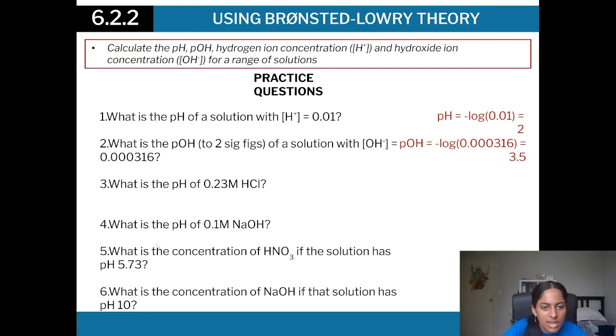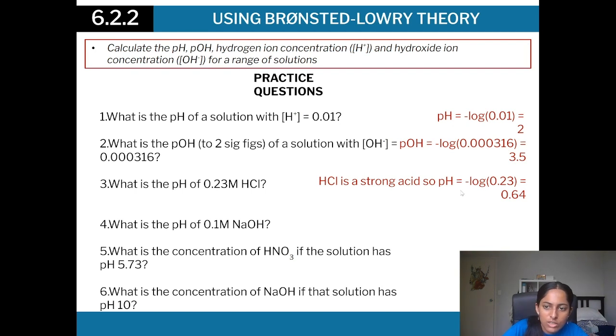And then someone is asking, what is the pH of 0.23 molar HCl? HCl will dissociate into H+ and Cl minus. So if you have 0.23 molar HCl, you'd still have 0.23 molar H+ because everything's in a 1-to-1 ratio.